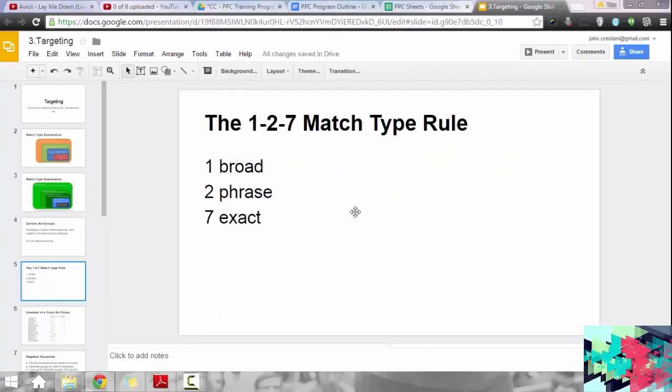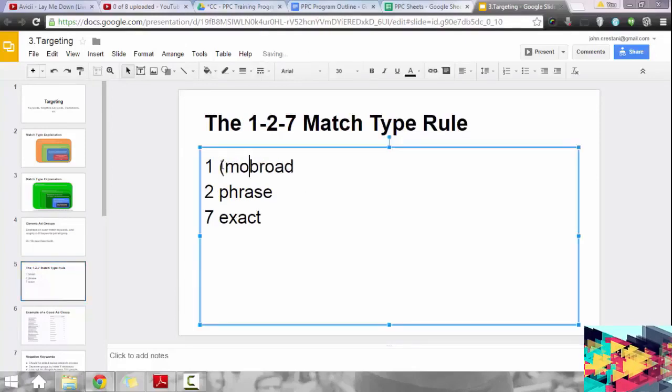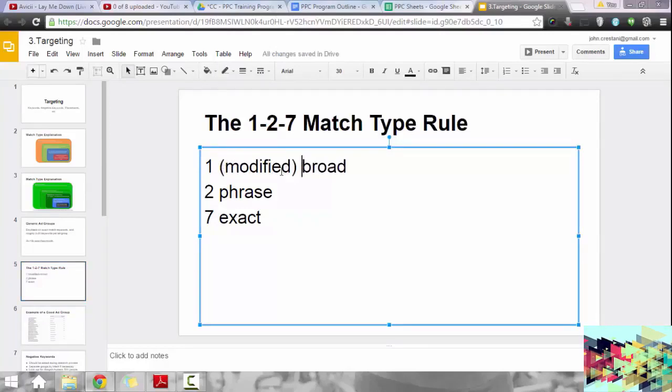I call it the 1-2-7 match type rule. This is kind of my rule of thumb: you put one modified broad per ad group. I never use broad in search, or generally not. And then from that, you'd have maybe 2 phrase and 7 exact match.